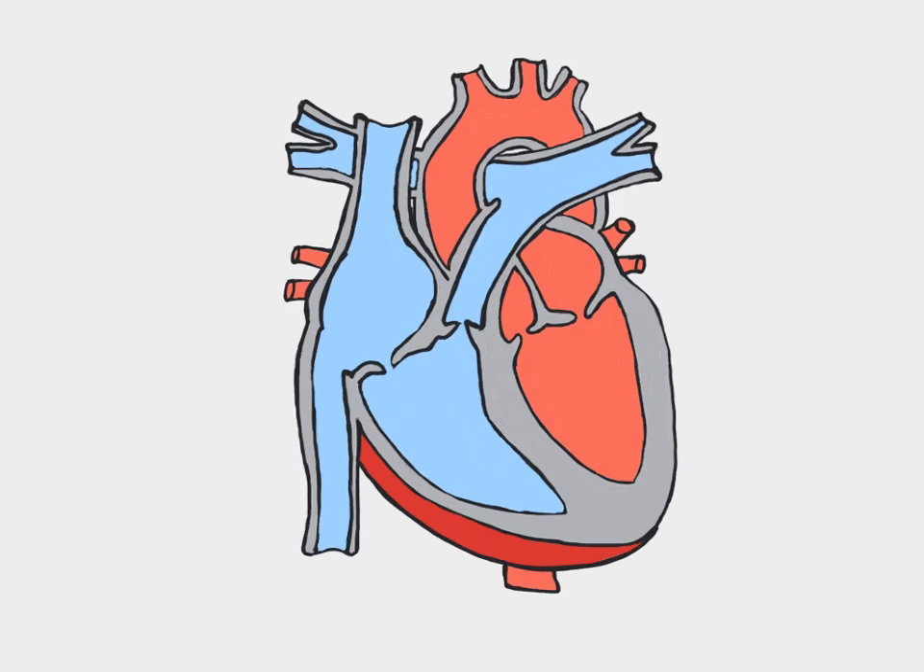All right, so let's go ahead and take a look at our heart and label it together. First, let's talk about the four chambers of the heart. The heart's four chambers are the right atrium, which is right there, the right ventricle, which is right below it, the left atrium, and then the left ventricle.